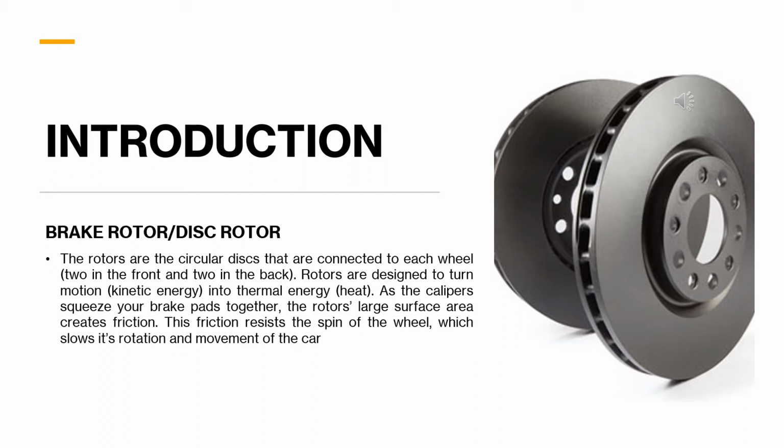So as required in the assignment, the automotive component that I selected is the brake rotor, also known as the disc rotor. As the introduction, the rotors are circular discs that are connected to each wheel, 2 in the front and 2 in the back. The rotors are designed to turn the motion, or the kinetic energy, into thermal energy. As the calipers squeeze your brakes together, the rotor's large surface area creates friction, and this friction resists the spin of the wheel, which will eventually slow its rotation and the movement of the car.